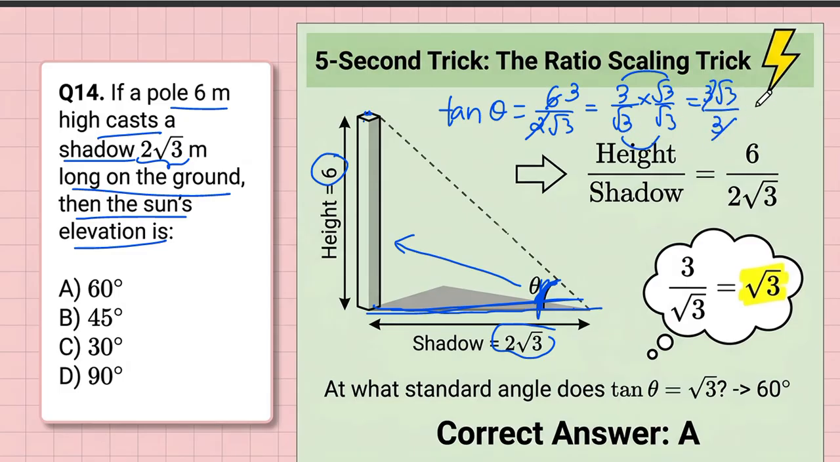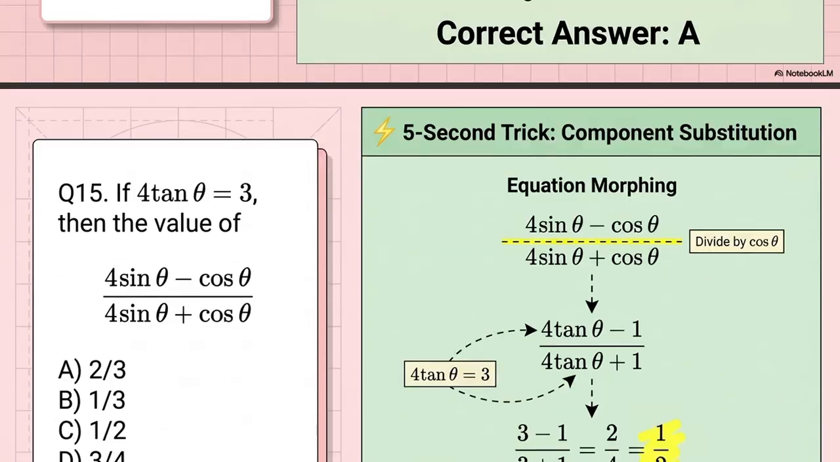So 3 and 3 get cancelled, and we get the answer root 3, and this side tan theta is there, so at what angle will tan give you root 3? Root 3 means tan of which degree? 60 degree, that means this angle must be 60 degree, so the correct answer is option A. Look at the next one.